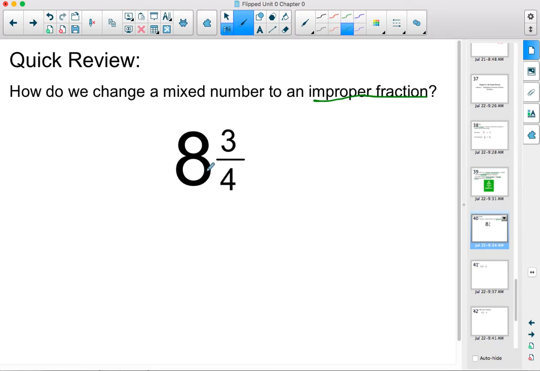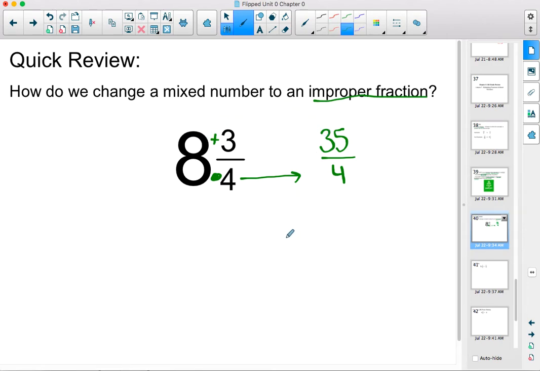So we've got our mixed number here, 8 3/4, and in order to change this to an improper fraction, we're going to multiply the denominator times the whole number, and then we're going to add the numerator. Okay, so 4 times 8 is 32 plus 3 is 35. That becomes my numerator of my improper fraction. And my denominator is the exact same denominator I started with, 35/4.